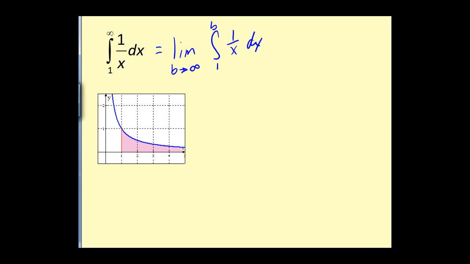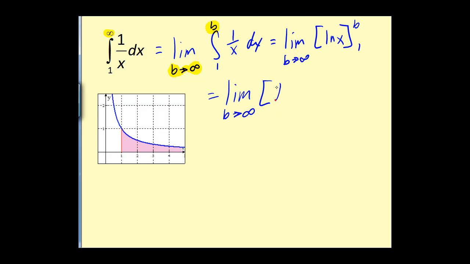Again, notice what we've done: we replace infinity with the variable b, and then we find the limit as b approaches infinity of this definite integral. Now the antiderivative of 1 over x is natural log x, so we have the limit as b approaches positive infinity of natural log x evaluated at b and 1. So this would give us the limit as b approaches infinity of natural log b minus natural log 1.